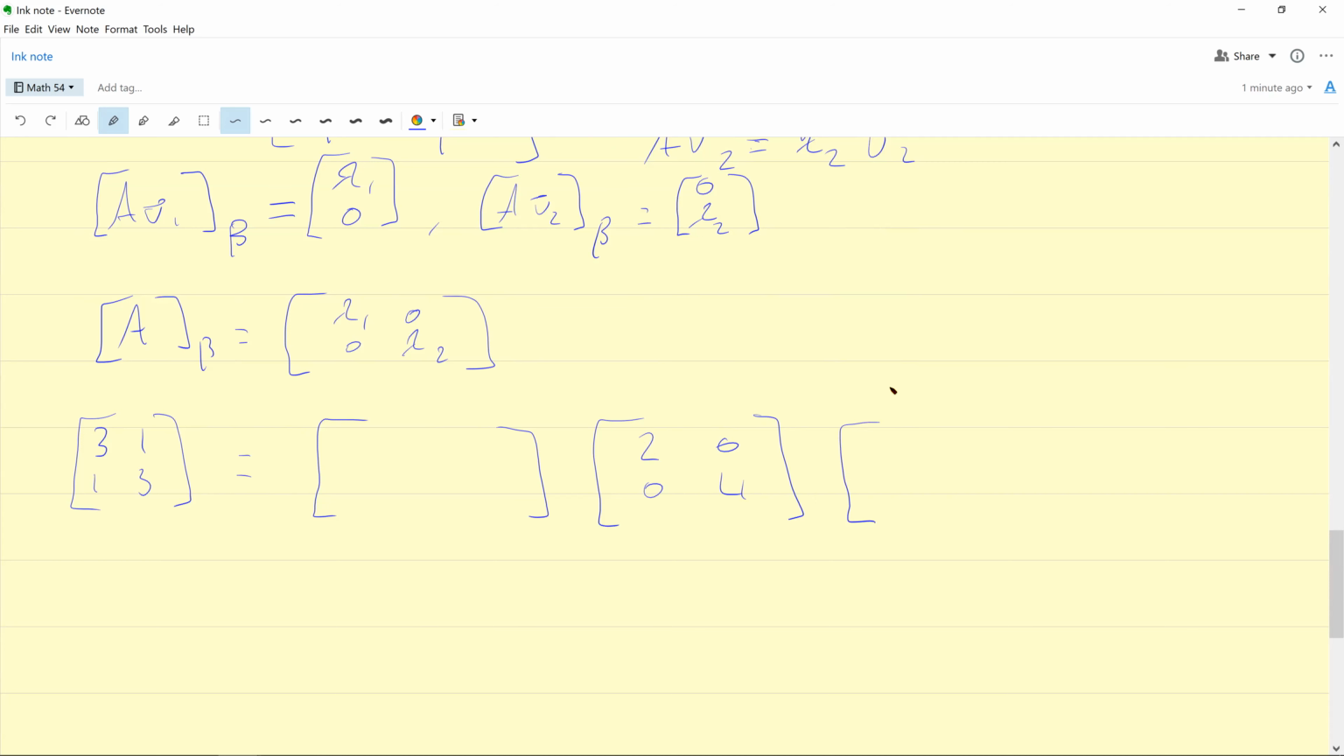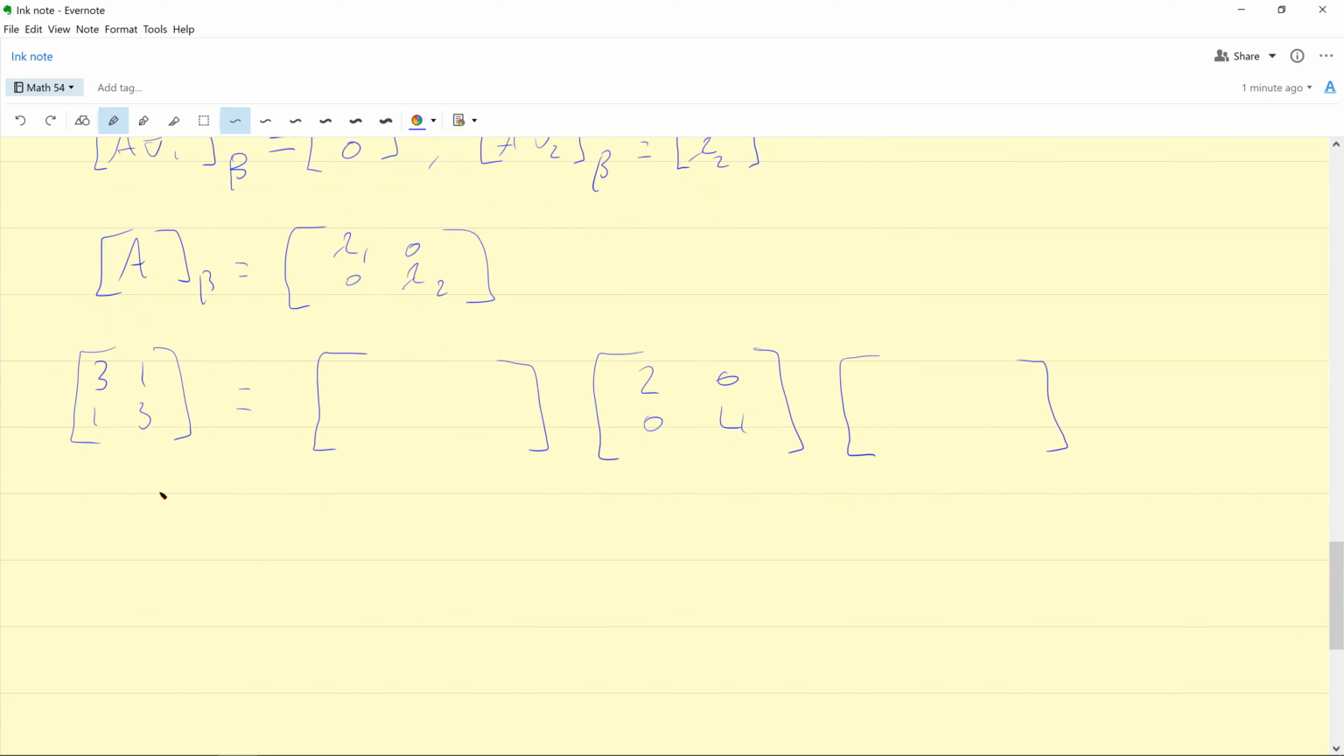And now all we need to do is change of basis. So this guy is in standard coordinates, right? So we know that this matrix has to go from B coordinates to standard coordinates. And then this matrix here has to go from standard coordinates to B coordinates. Do you guys remember which one is which?